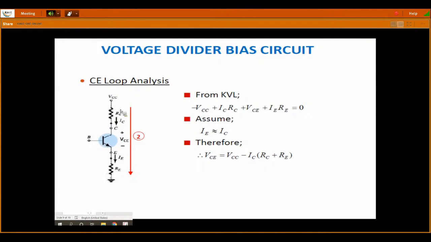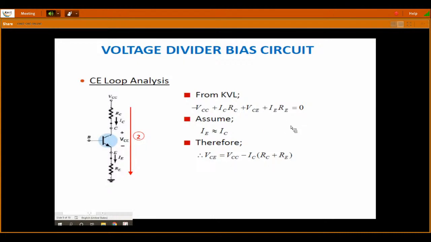Next, we'll find the amount of collector current. In order to find that, let me take the common emitter output loop, the CE loop. Applying KVL at the output loop, minus VCC plus the drop across RC, plus VCE, plus the drop across the resistor RE. So minus VCC plus ICRC plus VCE plus IE into RE. As IE is beta plus 1 times IB, let me approximate beta plus 1 with beta.